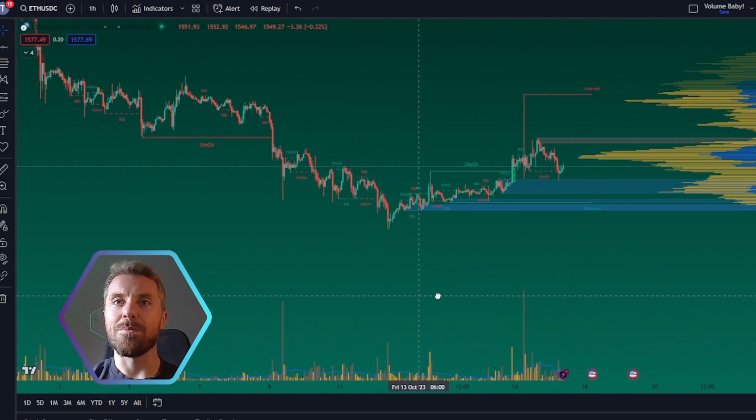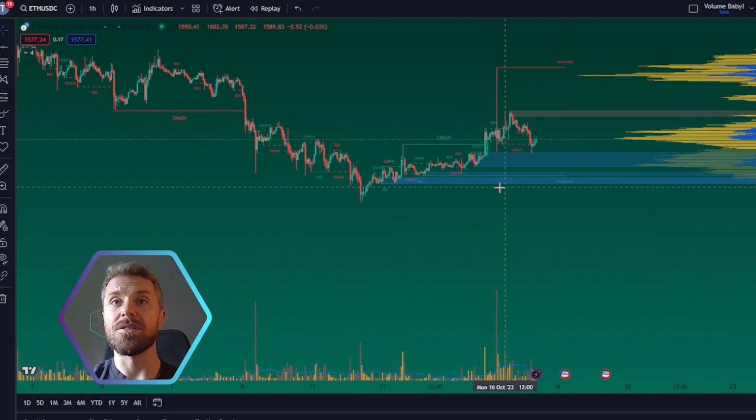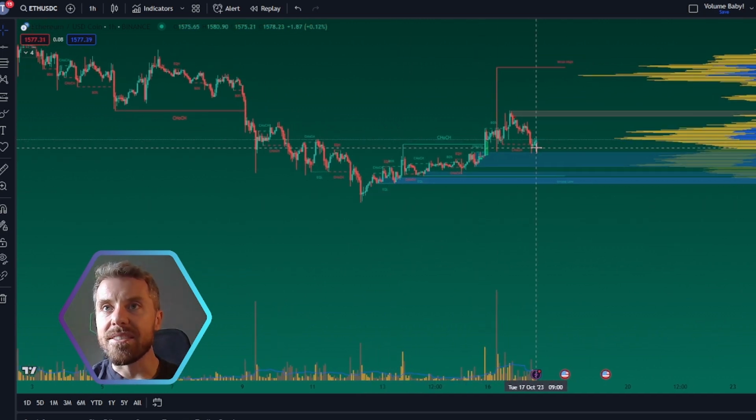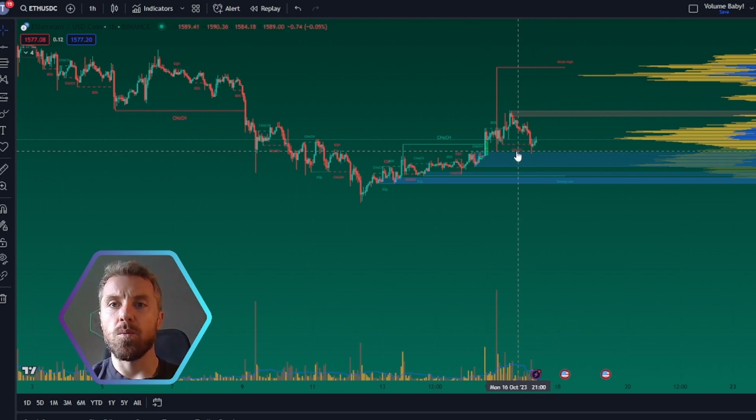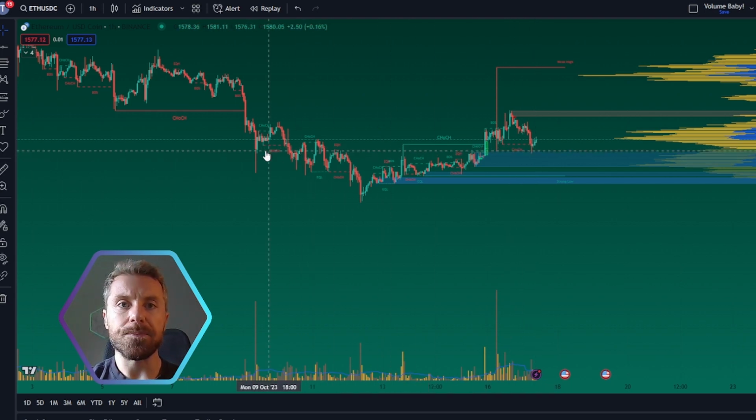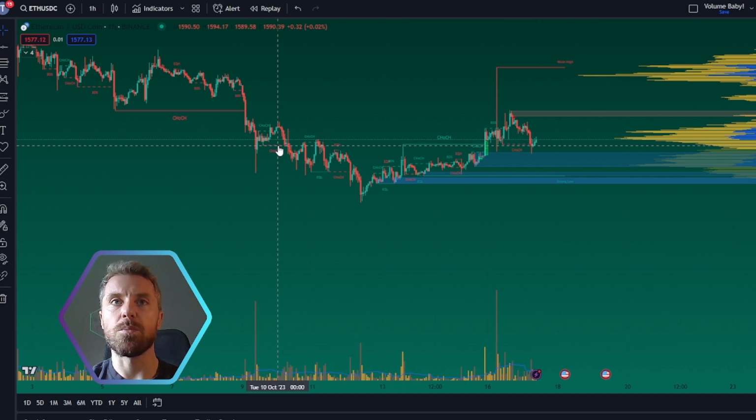And now we do the same sort of principle. Let's say we want to hold this for a week. Here is today's price action. This is Tuesday the 17th, and we go back about a week. So up to around this point here.